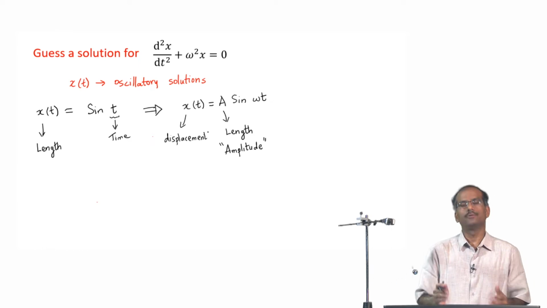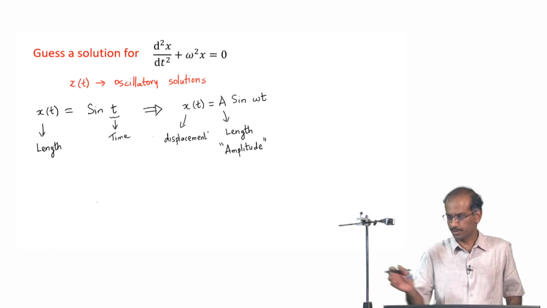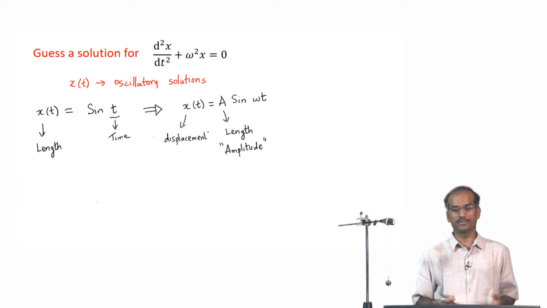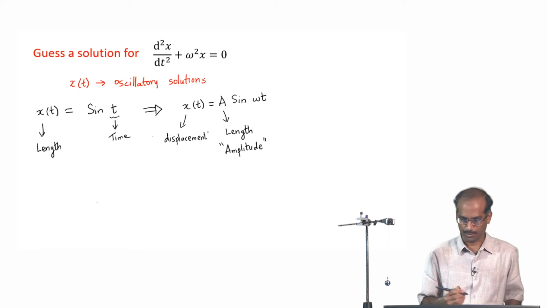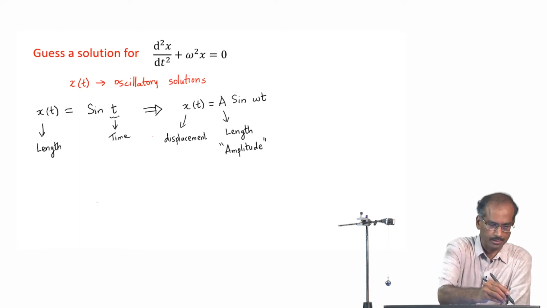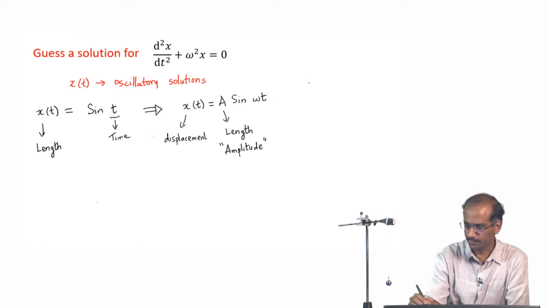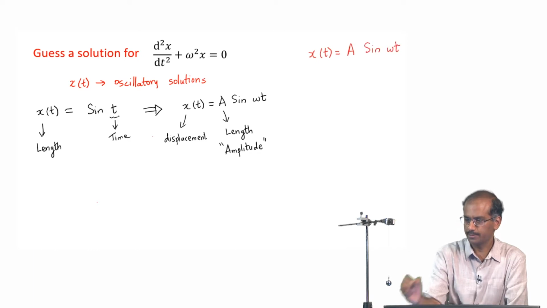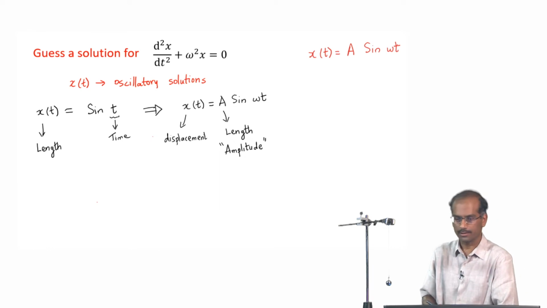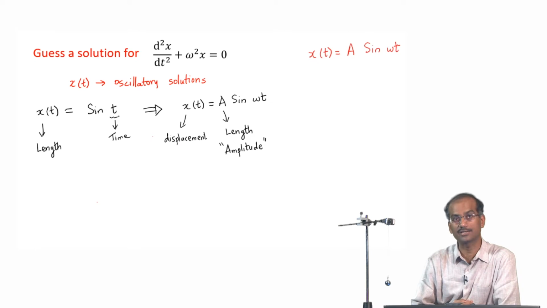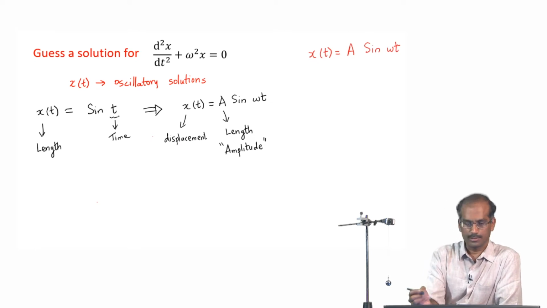Now that we have guessed a possible solution, next we need to check if this is indeed the solution for this problem. So, let me assume that I am going to work with this solution, let us say A sin omega t. If it is indeed the correct solution, and I plug it back into this equation, it should satisfy the equation, and it is very easy to do.